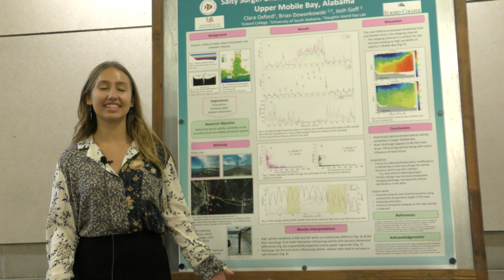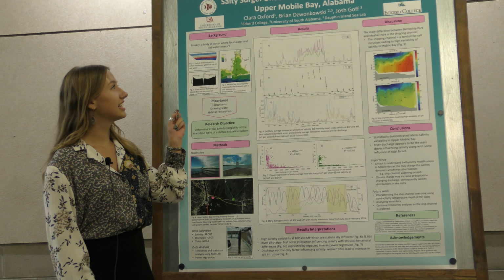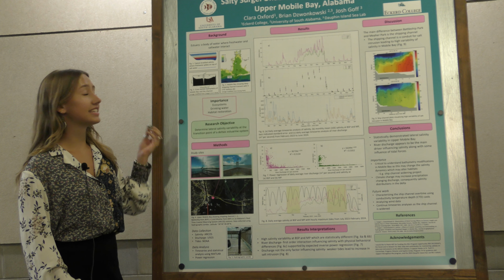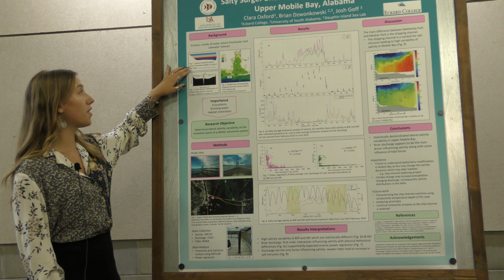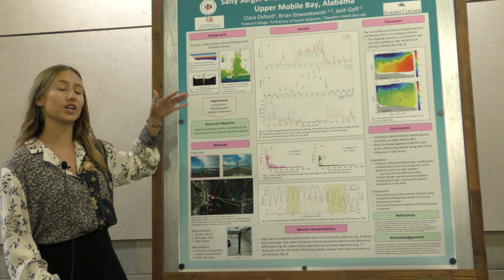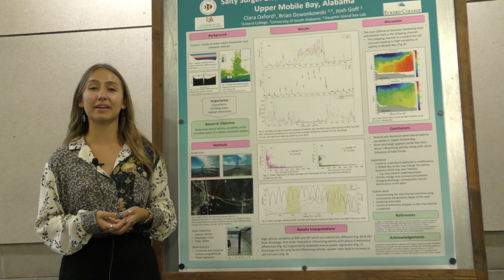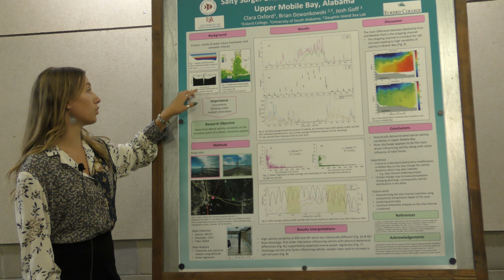And this summer at the Sea Lab, I have been working on understanding the salinity dynamics in Upper Mobile Bay. So Mobile Bay is an estuary, and in a typical estuary, salinity is stratified by density, where fresh water glides on top of salt water. However, Mobile Bay is not a typical estuary because there are bathymetry modifications with our shipping channel.